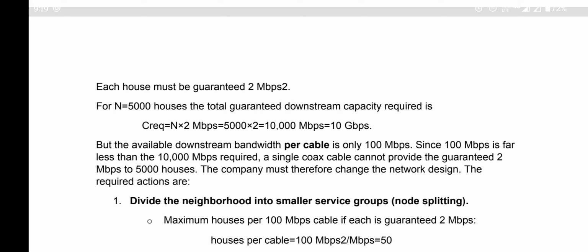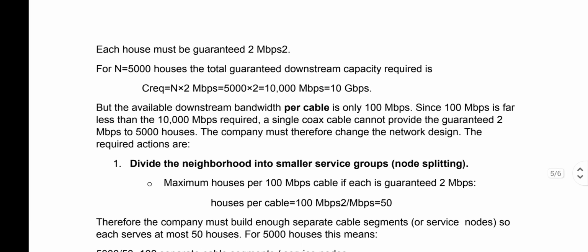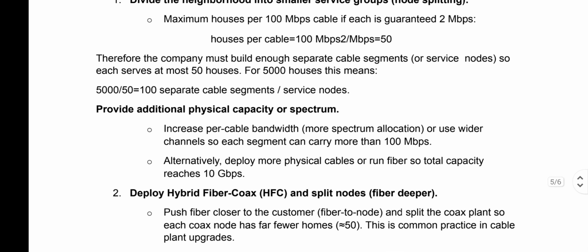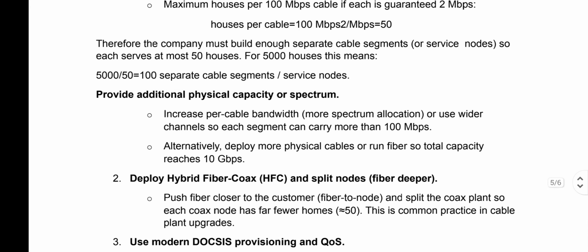Each house must be guaranteed 2 Mbps. For n equal to 5,000 houses, the total guaranteed downstream capacity required is C required equal to n x 2 Mbps, that is 10 Gbps. But the available downstream bandwidth per cable is only 100 Mbps. So, in the first step, we need to divide the neighborhood into smaller service groups. Node splitting, houses per cable is 50, and provide additional physical capacity or spectrum.